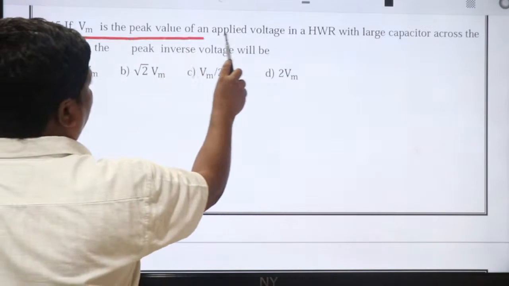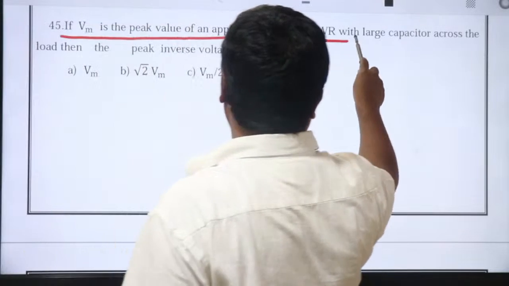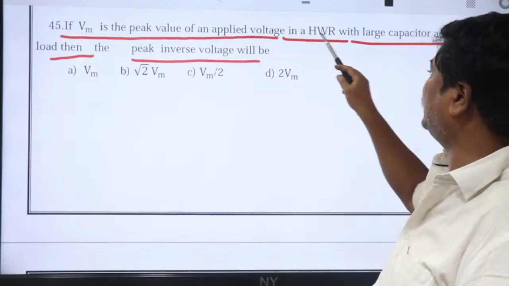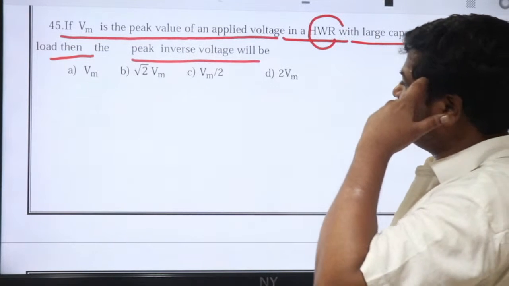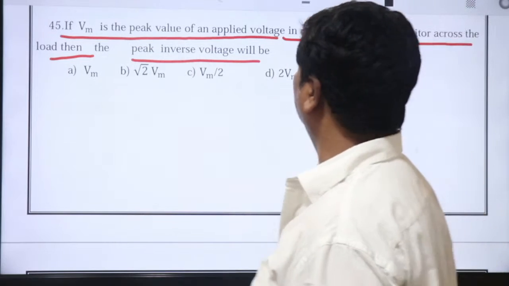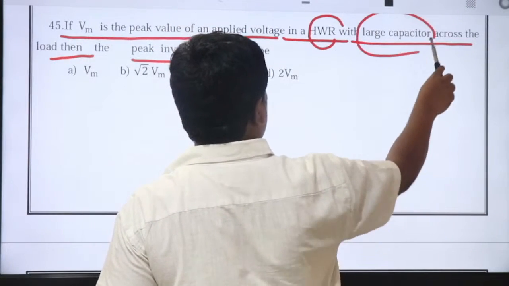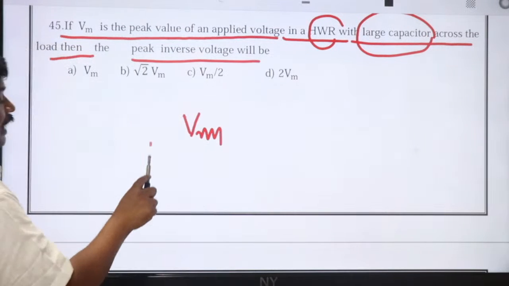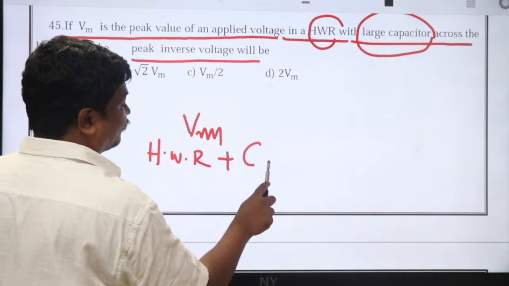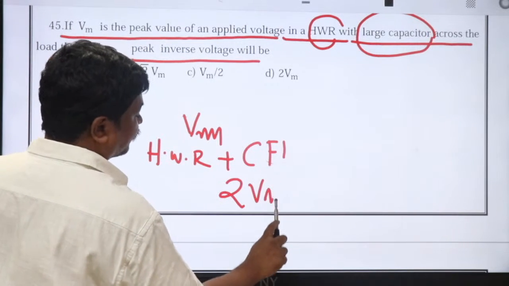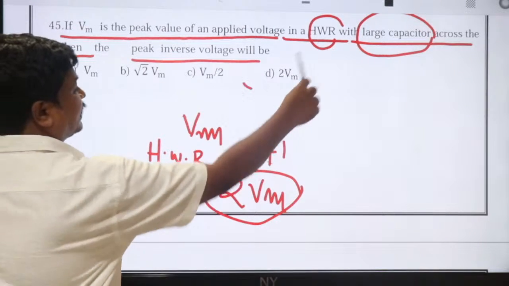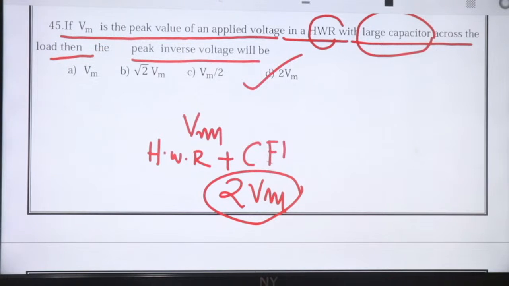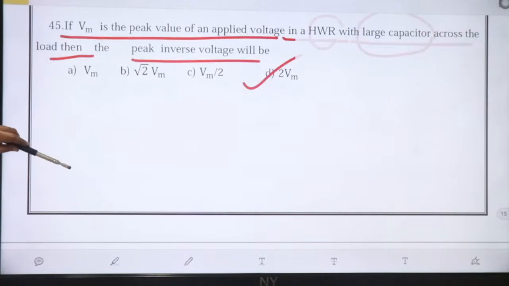Next question. If VM is the peak value of the applied voltage in a half wave rectifier with a large capacitor across the load, then the peak inverse voltage is? Actually for a half wave rectifier the PIV is VM, but for a half wave rectifier with a capacitor filter it is 2VM. Even though it is a half wave rectifier, 2VM is the answer. This is only for the capacitor filter.